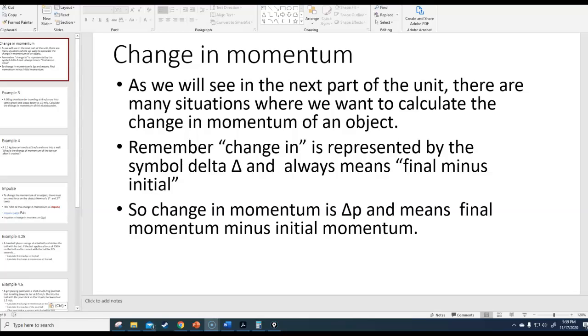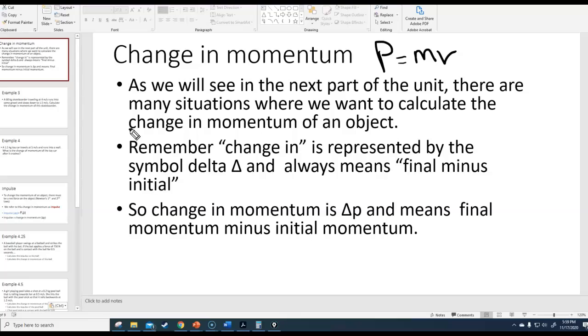Okay, so in the last video we talked about momentum, and remember that the symbol for momentum is a p, and momentum is mass times velocity. Okay, and so what we're going to see in this next part of the unit is that there's a lot of different situations where we want to calculate the change in momentum of an object.